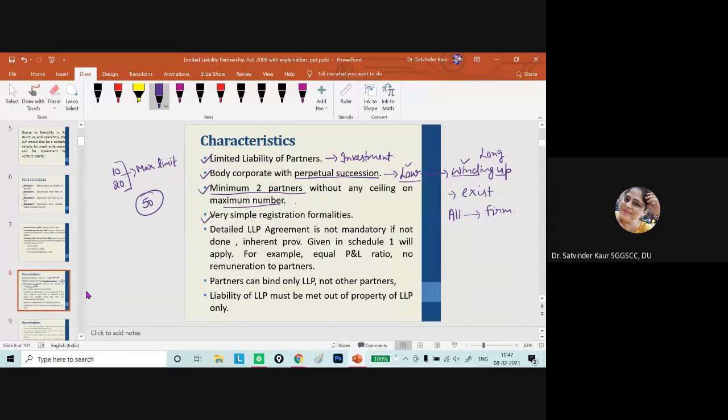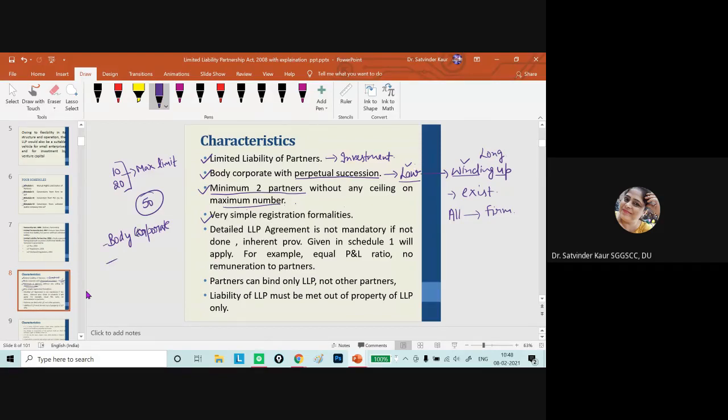Then we have the simple registration formality. If we talk about the existence of a body corporate, nowadays we have online facility, online registration of the company, and the process has become much simpler as compared to the earlier days.